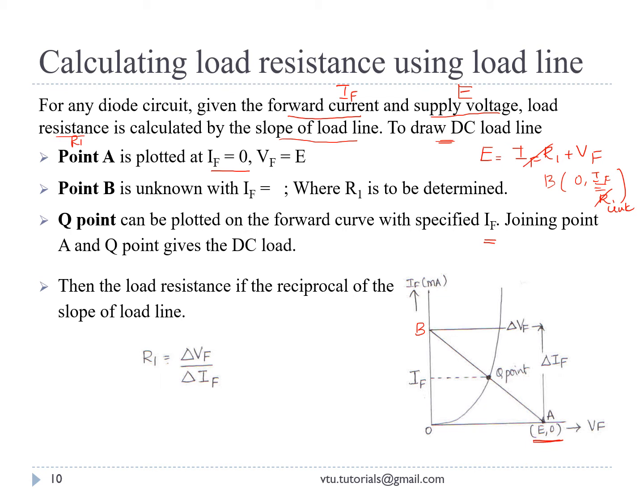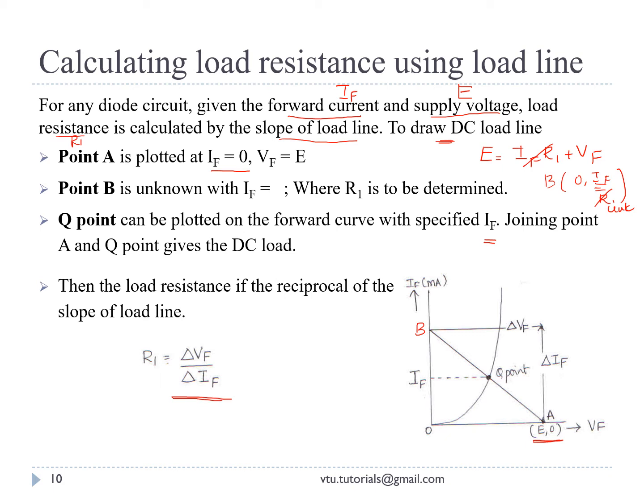Then the load resistance is the reciprocal of the slope of the DC load line. We have seen that R1 is the slope, right? That means R1 can be determined by using delta VF and delta IF. These are the incremental values. Knowing this DC value, this will be the incremental value of VF, and this is the incremental value of IF. Totally we consider it and find the slope, which will be the resistor R1.